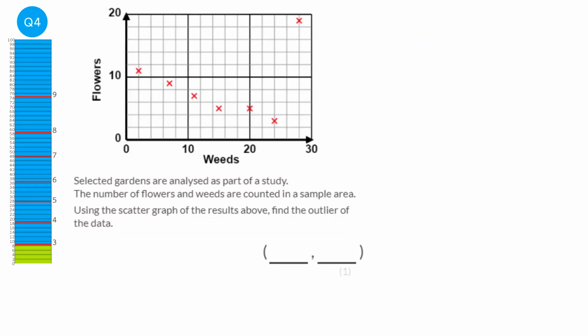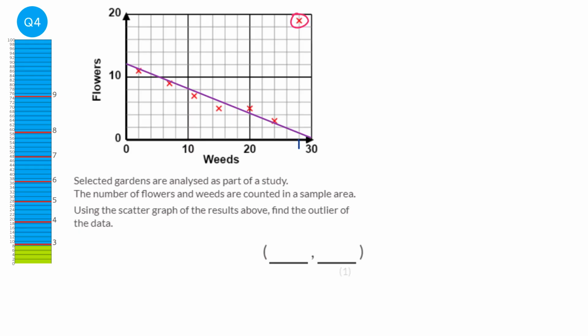On a scatter graph, an outlier is a point which doesn't fit the pattern, and as we can see here, all of these coordinates fit kind of a nice line going down there, so they all are showing a trend, but we've got this point here that's nowhere near that trend at all, and that's what we call an outlier.